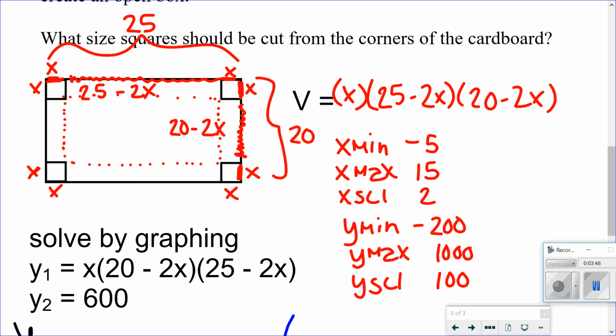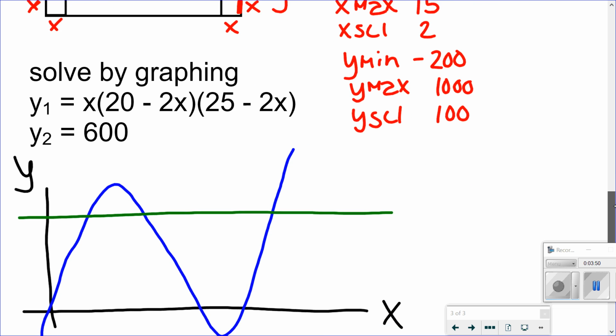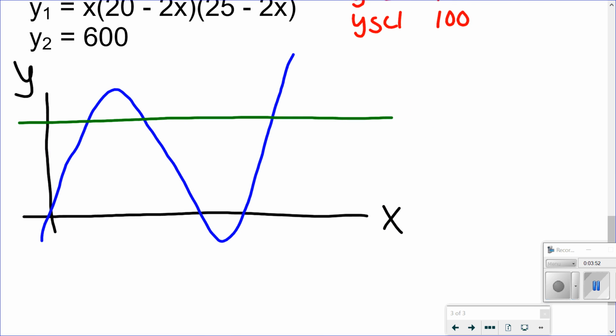Okay, so when we graph this, we should get a graph that looks something like this, roughly. Now the question says we want at least 600 cubic inches. The green line represents our 600 cubic inches. So we want everything that's on the green line and above. What we need to do is figure out where our two graphs meet.